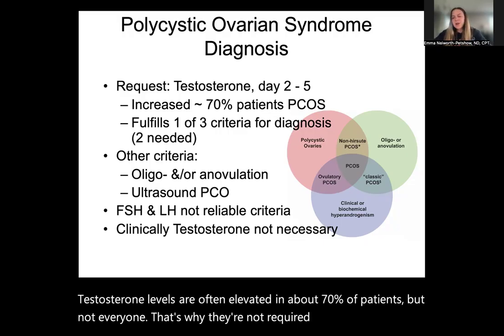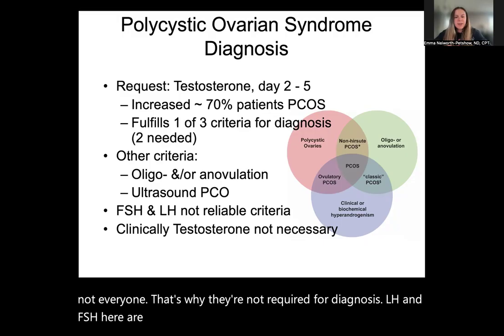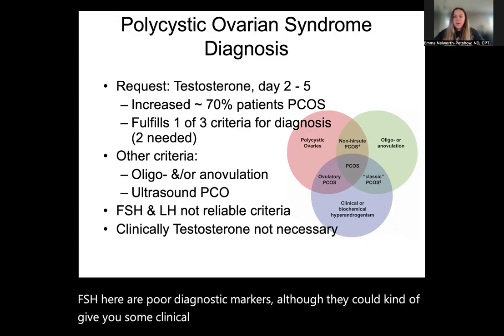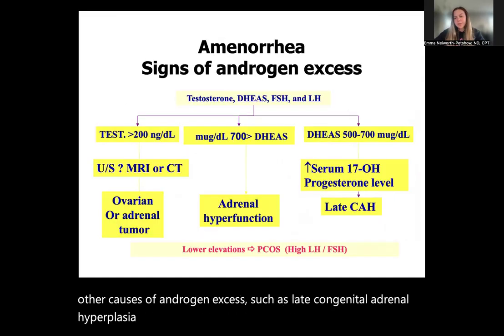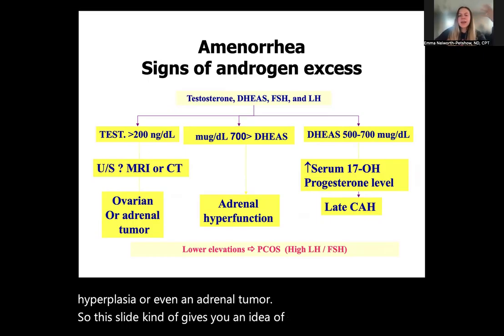LH and FSH here are poor diagnostic markers, although they could kind of give you some clinical context. But you always want to rule out other causes of androgen excess, such as late onset congenital adrenal hyperplasia or even an adrenal tumor.